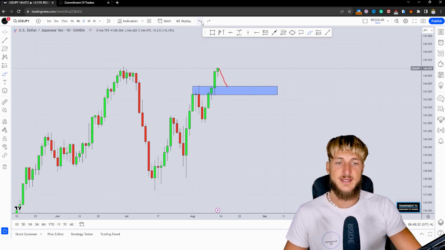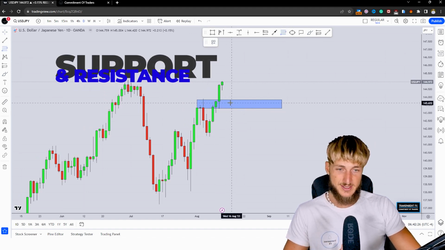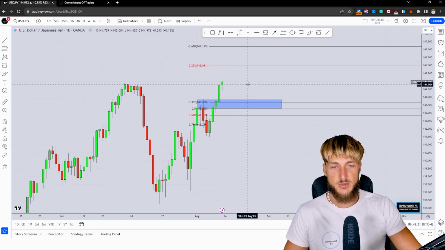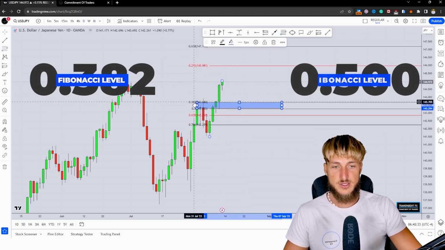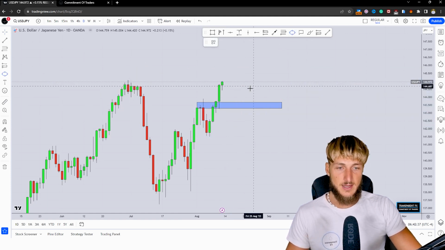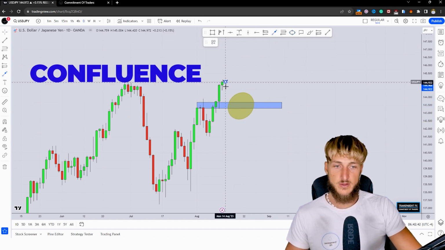Now, why do I say that this is a confluence of support zone? Because we have this previous structure resistance turn support, and if we take our Fibonacci from the low to the high of this impulse leg, we can see how we also have the 0.382 and 50% retracements currently lining up exactly inside of this area, and that is what creates a confluence of support zone.